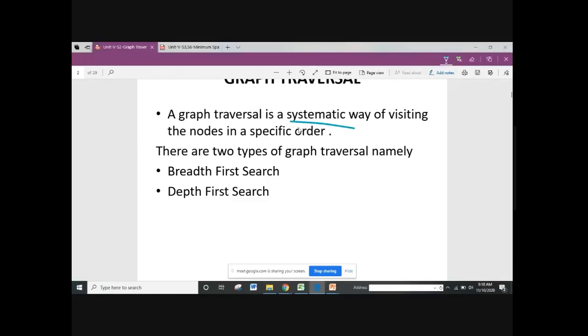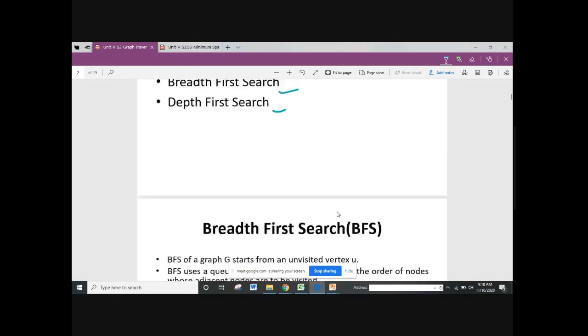Systematic way of visiting all the nodes. All the nodes will be visited, but it might follow any order. Any order can be followed from one to the other. So we are going to see about depth first and breadth first.